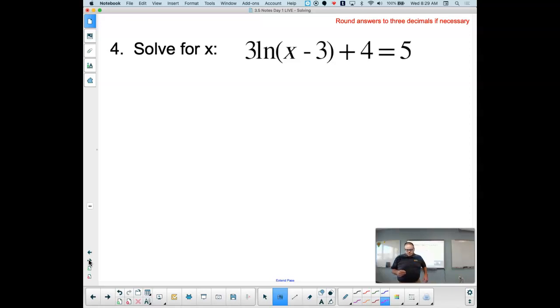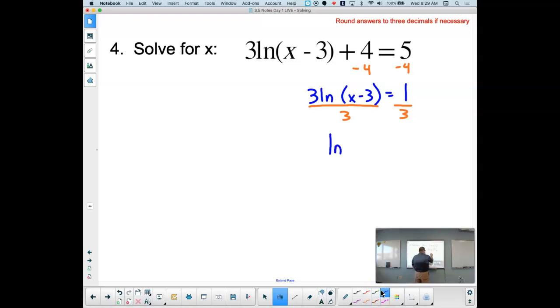Oh, and I forgot to play some tunes that one. Oh, I clearly blame Bookie B. So first off, I would subtract 4 from both sides. So that would be 3 natural log of x minus 3 is going to equal 1. Then I would divide both sides by 3. That would be the natural log of x minus 3 is going to equal 1/3.